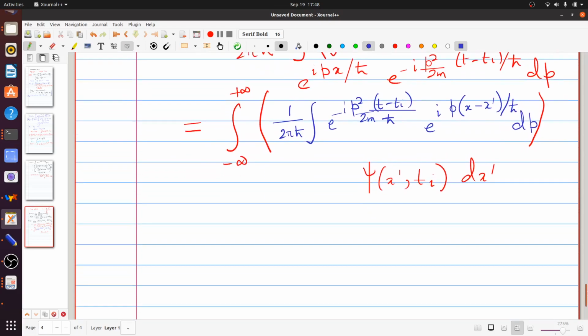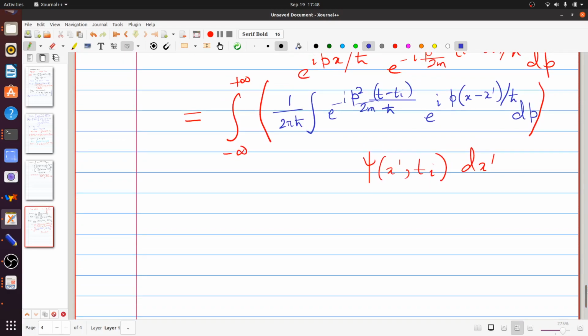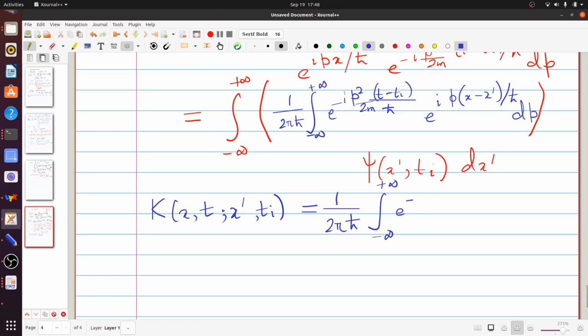So it's now very easy to see that this is exactly of the form integral of psi x prime ti times the propagator k x t x prime ti over x prime, and this helps us to read off k x t x prime ti in a very straightforward fashion. Just by looking at the part in blue in the expression above, I can write down that this integral, from minus infinity to plus infinity, is e to the minus i t minus ti by 2m h cross p squared, times e to the i x minus x prime by h cross p, dp.